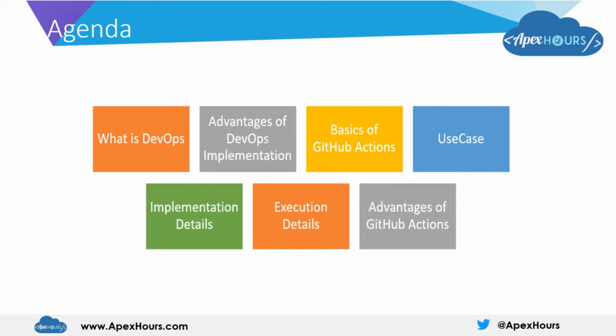That's about me. And today we are going to see an overview on DevOps, some of the advantages of implementing DevOps for Salesforce. Then we will straight away move to GitHub Action basics. Then we are going to see a Salesforce implementation use case. Then the execution details and the sample script that I have used to implement that use case. Finally, we will be seeing some advantages and considerations of utilizing GitHub Actions for Salesforce DevOps.